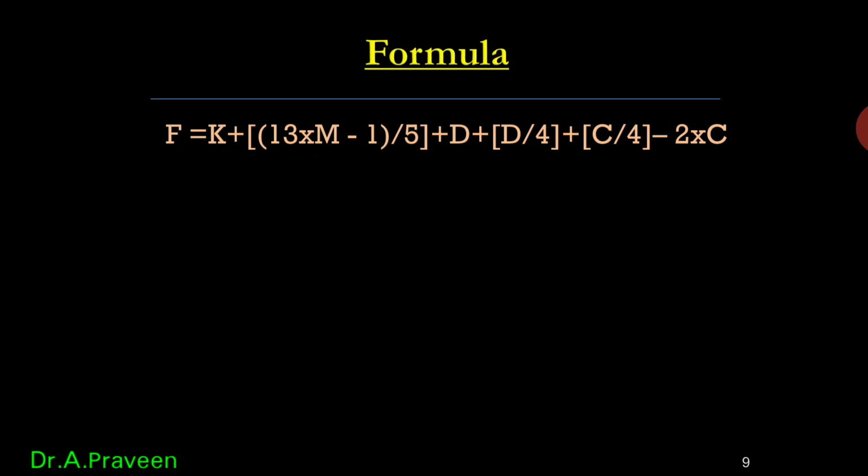Here we find that the expression 13 into M minus 1 divided by 5 is enclosed in brackets. That means in the value of the expression you have to take only the integral part and you have to ignore the fractional part. That means whatever comes after the decimal point has to be ignored. Or in other words, it is enough you write the quotient.